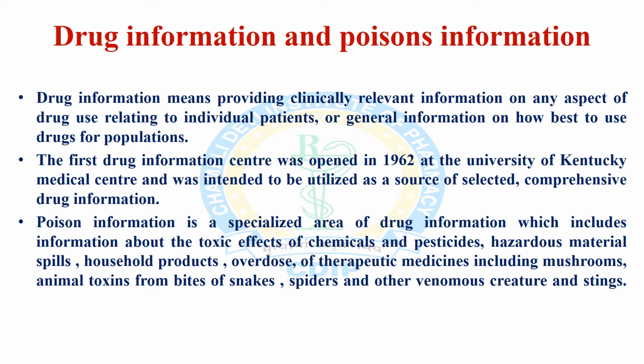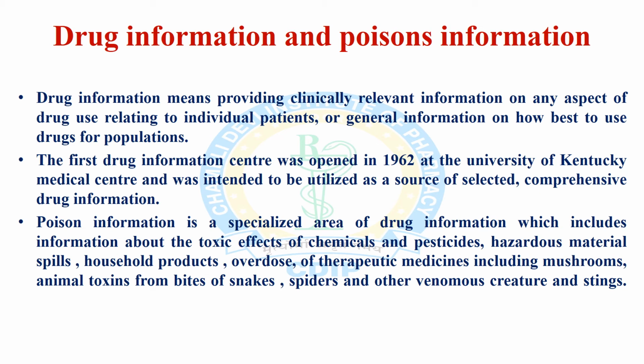Drug information and poison information. This is another goal, function or role of the clinical pharmacist. It means providing clinically relevant information on any aspect of drug use relating to individual patients, or general information on how best to use drugs for populations. The first Drug Information Center was opened in 1962 at the University of Kentucky Medical Center and was intended to be utilized as a source of selected, comprehensive drug information.